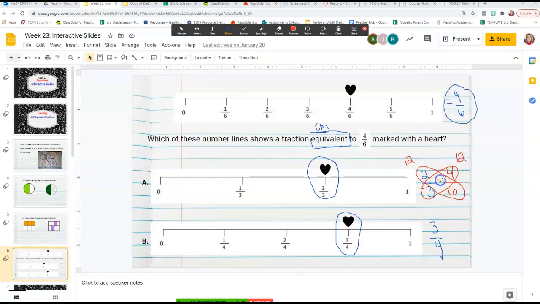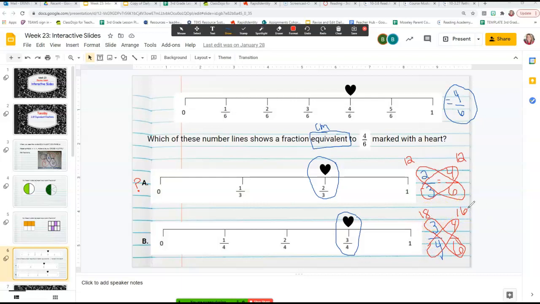So these are equivalent. Okay, so I found the one that's equivalent, but I still need to check answer choice B. Okay, so again I have 3/4. I'm still cross multiplying it with 4/6, just like it asked in the question. So I have 4/6. I'm going to have 6 times 3, which is 18. And I'm going to have 4 times 4, which is 16.